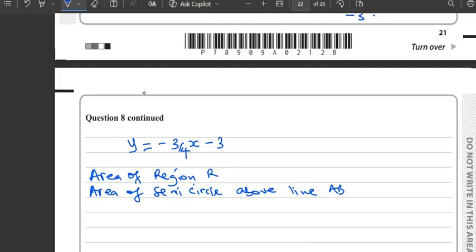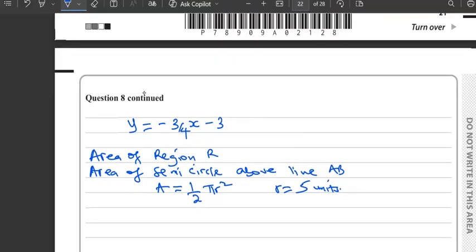Remember, the area of a semicircle is normally given as a half pi r squared. In this case we already know that the radius of that circle is 5 units. So when we substitute, the area becomes a half pi multiplied by 5 squared, which is equivalent to 25 over 2 pi as the area of the semicircle.